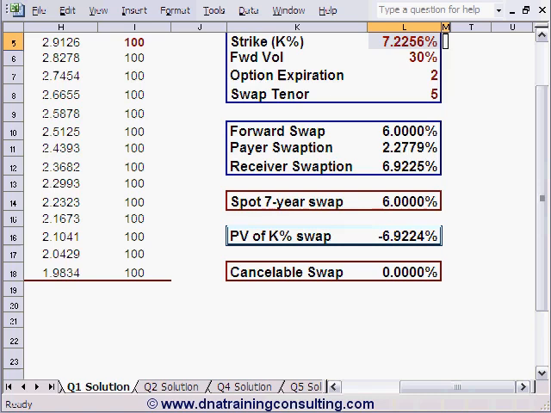Indeed, it is the same solution as for the extendable swap, since a 2-year extendable at the holder's option to 7 years is exactly the same as a 7-year cancelable at the holder's option after 2 years.